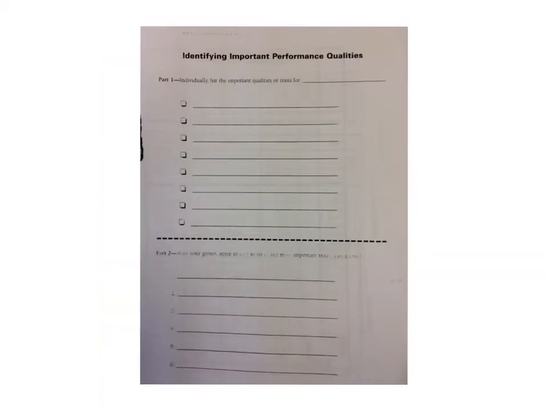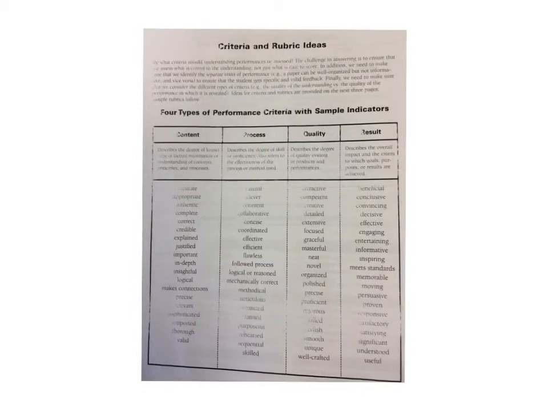The first document that we're going to use then is the identifying important performance qualities. Part 1 is done individually without your PLC. And your job in Part 1 is to list the important qualities or traits for, in this case, goal setting. This document, the criteria and rubric ideas that has the sample indicators, is the document that I will use to go through to determine which traits are most important for this performance task. When I do this by myself, I honestly go through and just highlight the document. It's fast, easy, and then easy to share with my PLC.